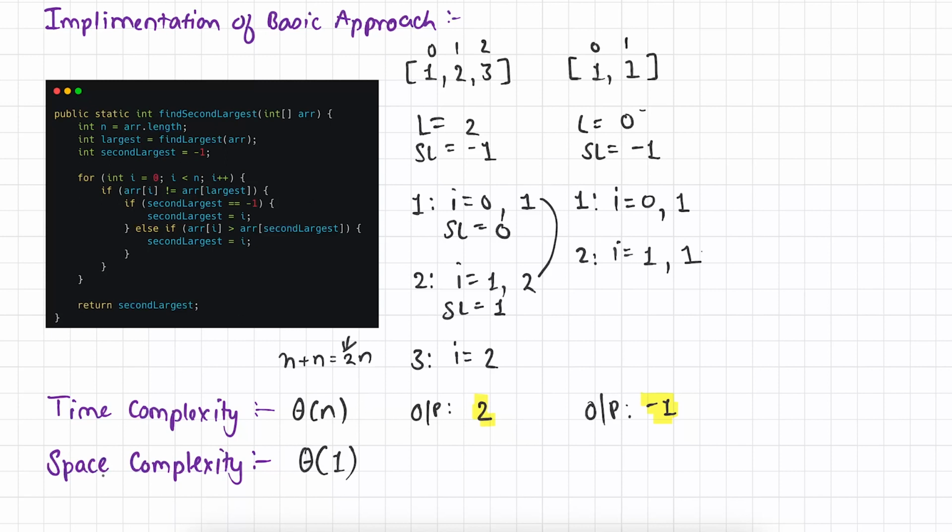And what about space complexity? As we are not using any extra array or auxiliary space, we are simply using some variables to solve this problem. That is why the space complexity comes out to be theta of 1. It means this solution took theta of n time and theta of 1 space to solve this problem.